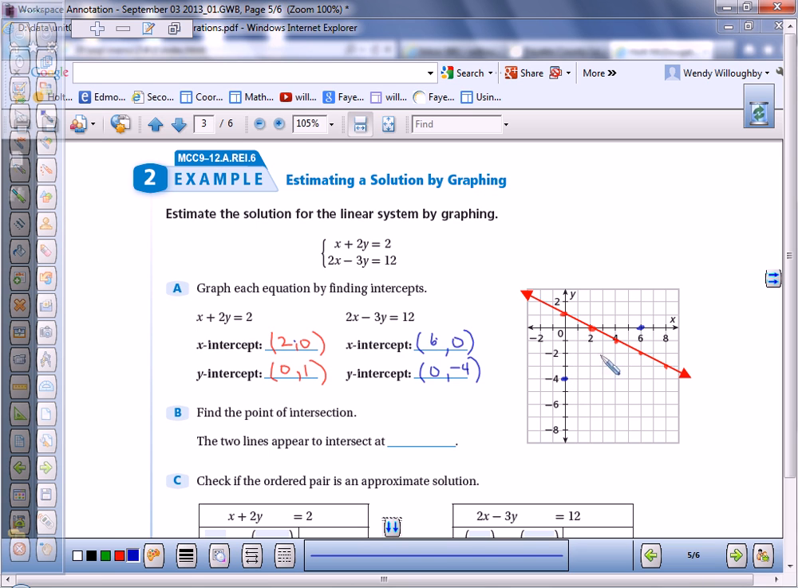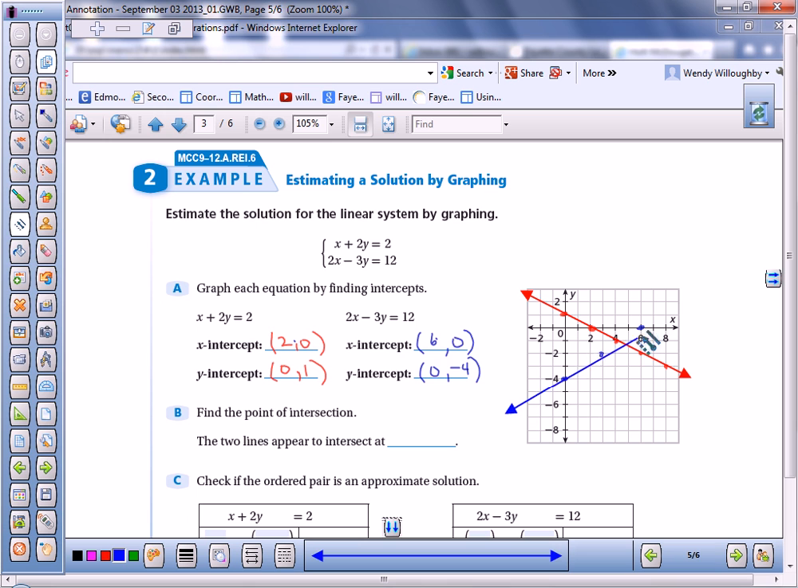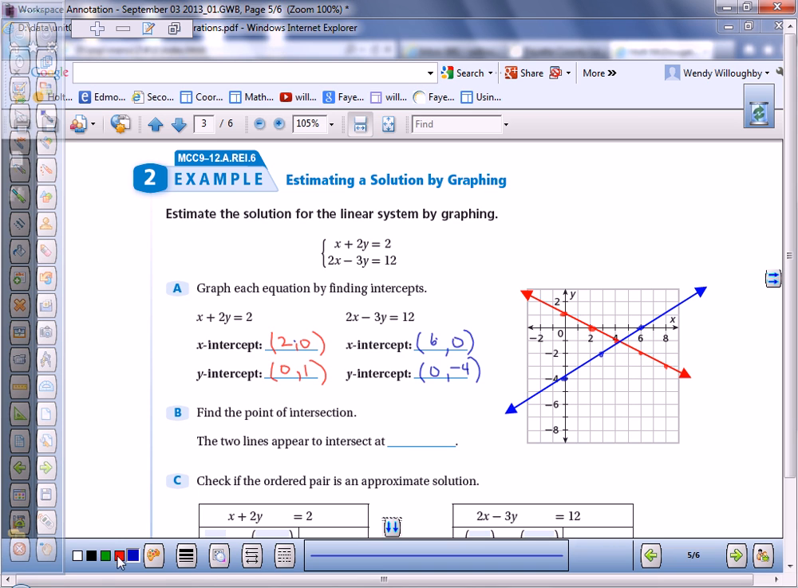Okay, so let's take a look at what you got here. Hopefully yours looks similar to mine. Now this didn't intersect perfectly at a crosshairs, did it? No. But it was pretty close. It was close to 4, -1. It's close, but this is more of an estimate. So it's not an exact answer.